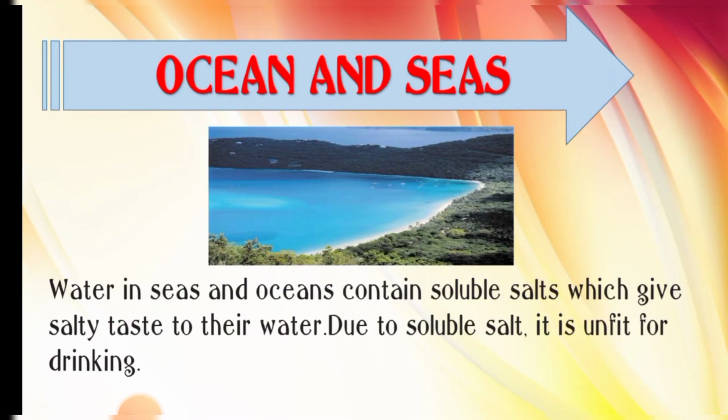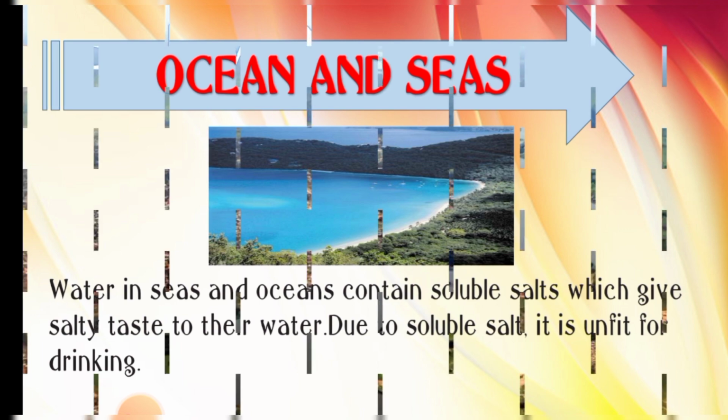Next is ocean and seas. Water in oceans and seas contains soluble salts. That means that the water is salty, which gives a salty taste to the water. Due to soluble salt, it is unfit for drinking. And we do not consider them as a source of fresh water.